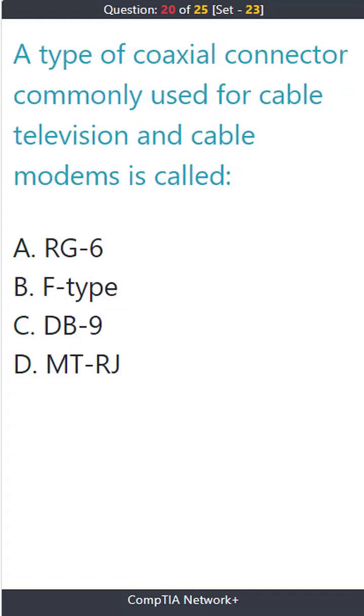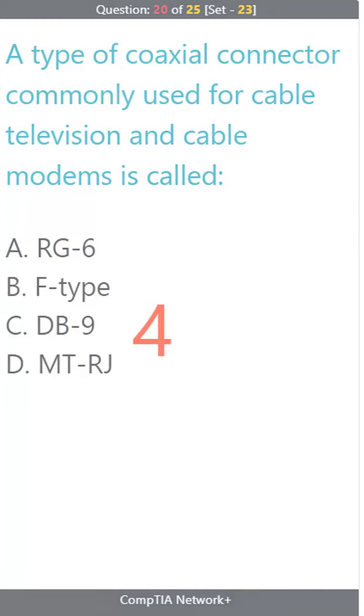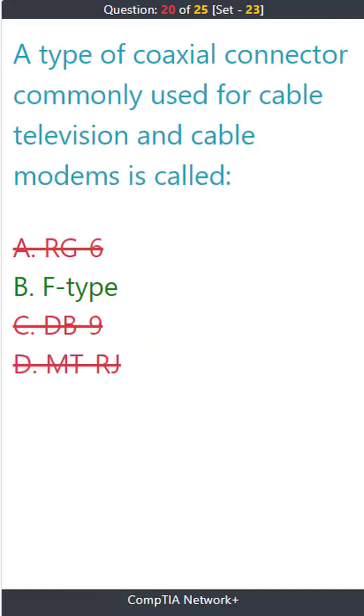Question 20. A type of coaxial connector commonly used for cable television and cable modems is called A. RG6, B. F-type, C. DB9, D. MTRJ. The correct answer is B. F-type.